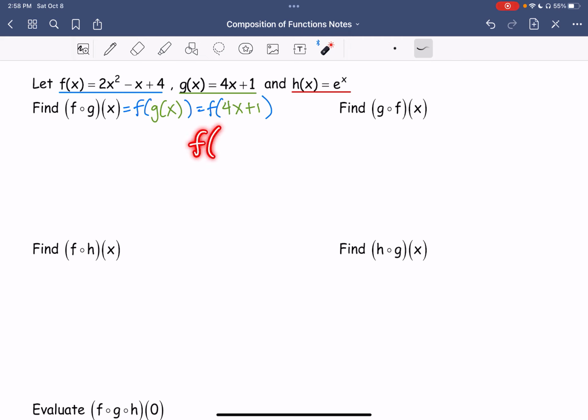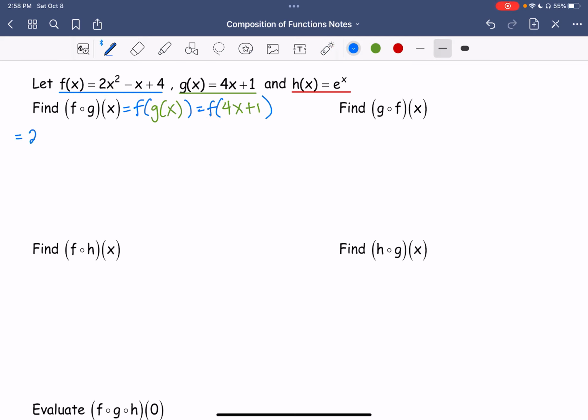So let's say I had told you to find f of 5. You would know that x would be equal to 5, and everywhere you see an x, you go in there and put in a 5. But instead of a number and instead of x, we have 4x plus 1. So everywhere that we have an x in the function f, and we know we have to go to f because the f is in front, you put in 4x plus 1.